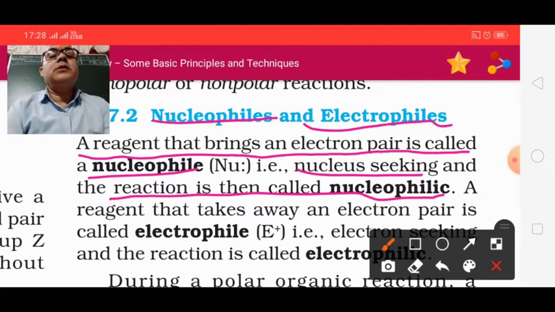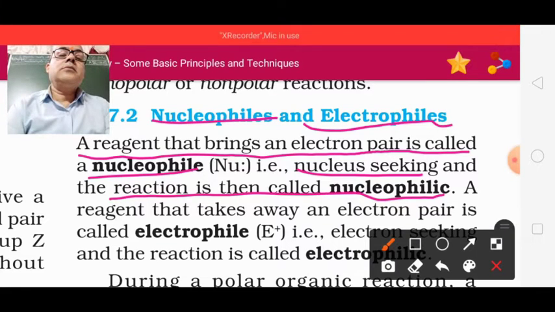Nucleophile means nucleus seeking, and you know that the nucleus is positively charged. In an organic reaction, if the substrate has less electron density, there will be an attack of the nucleophile. What I mean is, children, there are two types of reagents, nucleophile and electrophile. Nucleophiles are nucleus seeking, meaning positive-center loving, and they always attack where the electron density is low, because nucleophiles already have extra electrons.